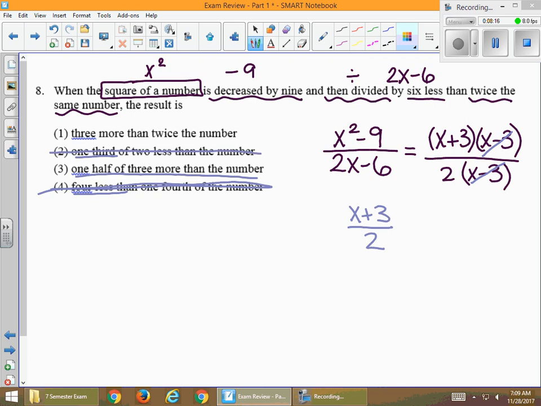3 more than twice the number. 3 more than twice, well, I don't have a 2x, so it can't be that one. So let's try to make it match this 1/2 of 3 more than the number. Well, again, dividing by 2 is the same as multiplying by 1/2. So I could write this as half times x plus 3. And that will match that description.